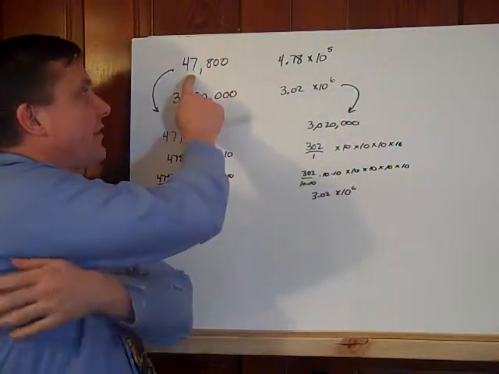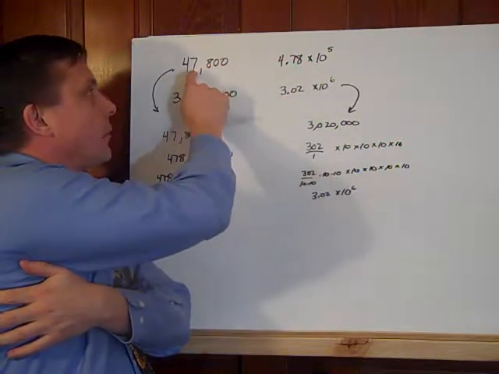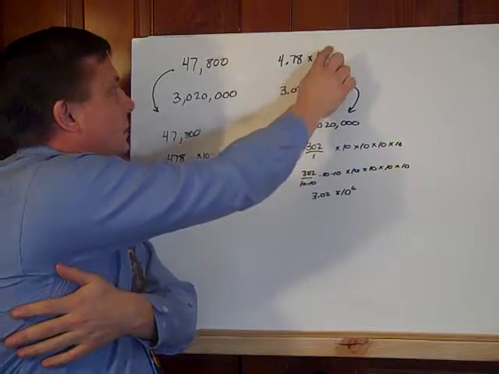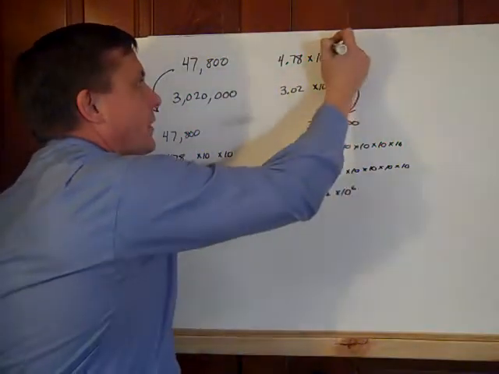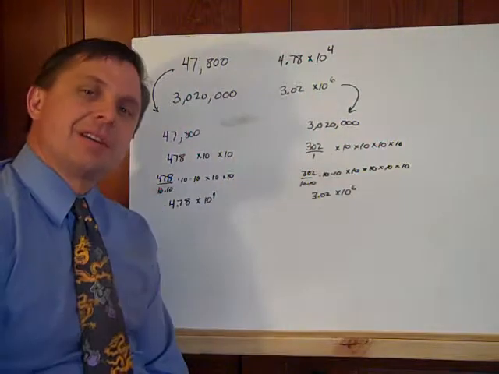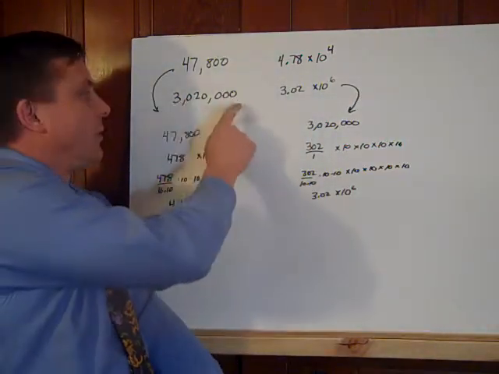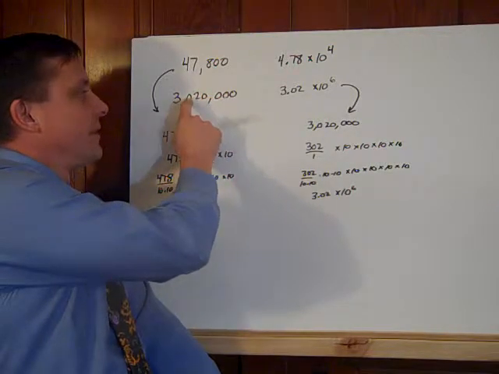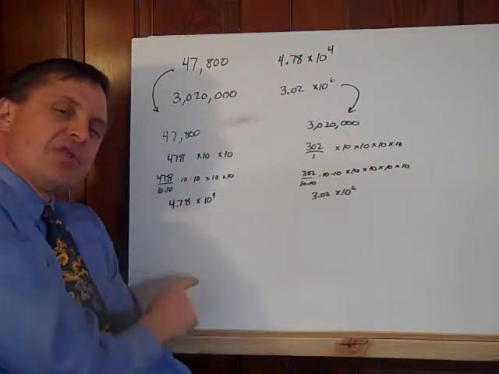So again, I have 47,800, which I can write as 1, 2, 3, 4, 4.78 times 10 to the 4th. And over here I have 3,020,000. 1, 2, 3, 4, 5, 6. 3.02 times 10 to the 6th. And again, I show the steps here.